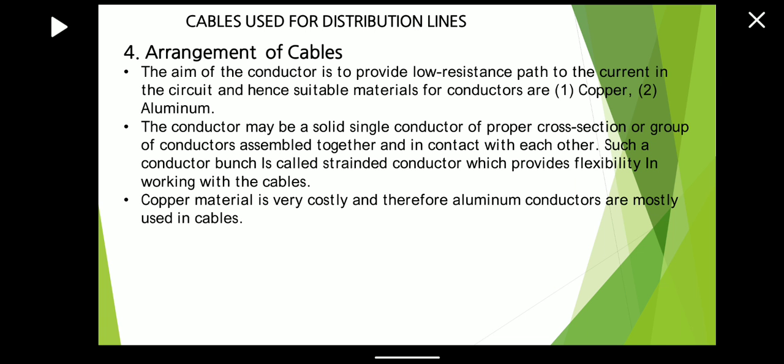Aluminum conductors of 10 mm square size are circular and solid. Aluminum conductors of 16 mm square and above shall be circular or stranded. The stranded conductors are made to keep the overall shape circular as far as possible. So these are the arrangements of the cables.